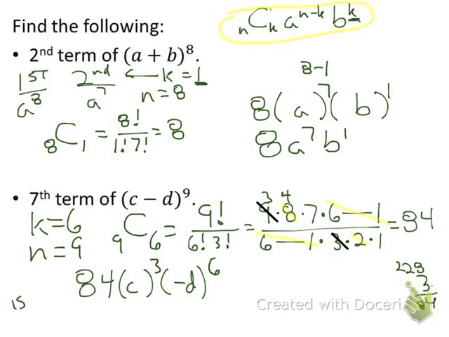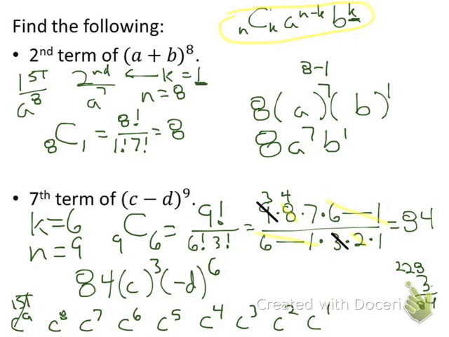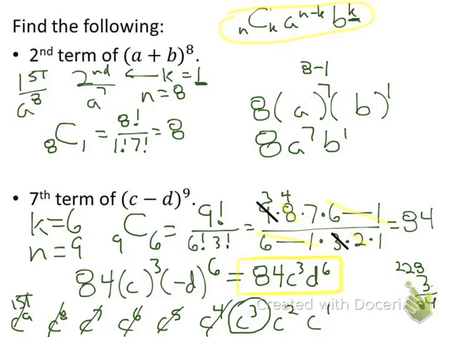So let's see, my first term would be c to the 9th. Then I'd go 8, 7, 6, 5, 4, 3, 2, 1. So I have first, second, third, fourth, fifth, sixth, 7th term is 3. So it actually worked in that case too. So we could actually use that rule there to help us out. So let's finish up simplifying. I get 84, c to the 3rd, and then since 6 is even, it's a positive, d to the 6th, and here is my answer for that term.